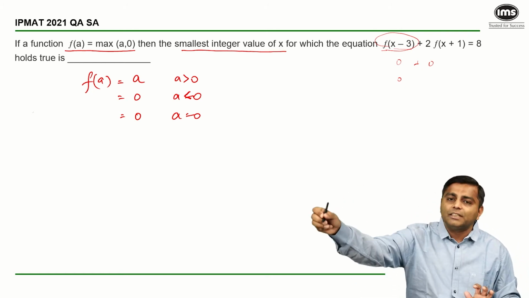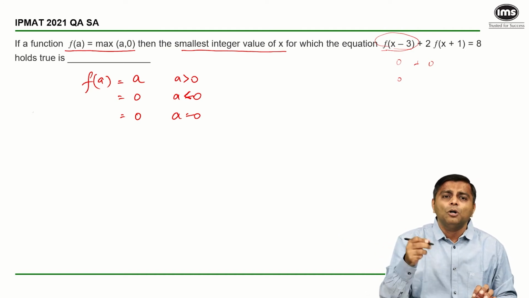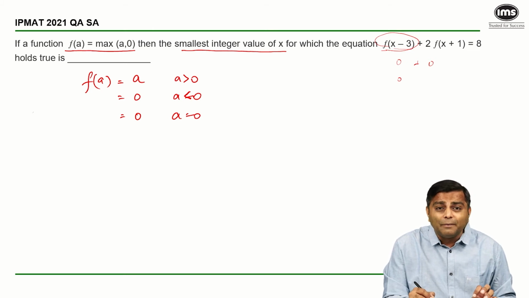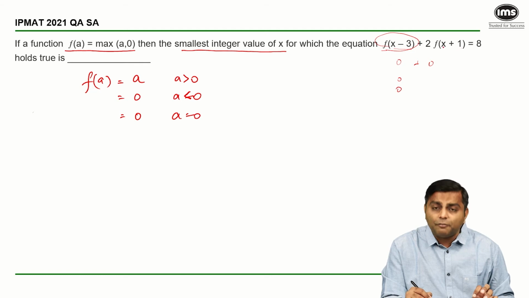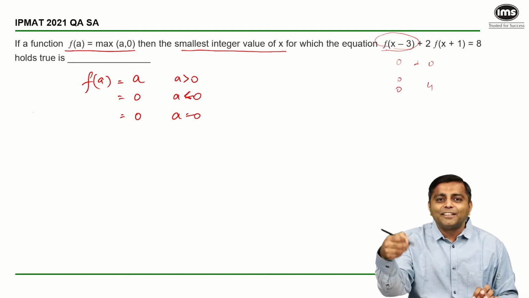So, let us go and see on the positive side. Let us take x is equal to 1 for that matter. If you take 1, then this is 1 minus 3, which is minus 2. So, again this is going to be 0. This is 1 plus 1, 2. So, f of 2 is 2 and 2 into 2, 4. So, yes, the signs are encouraging, the values are increasing.